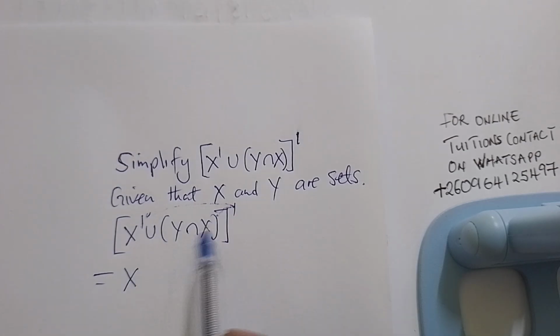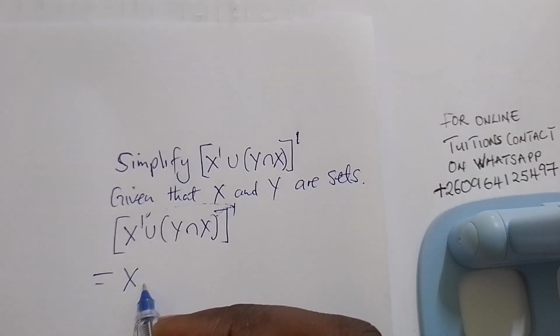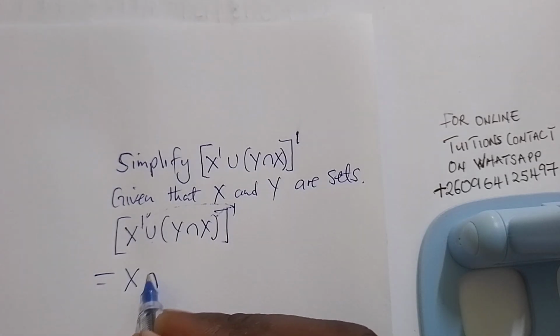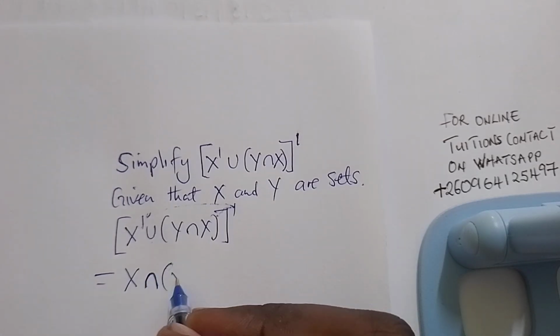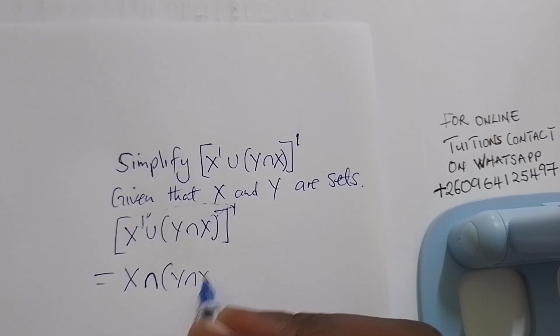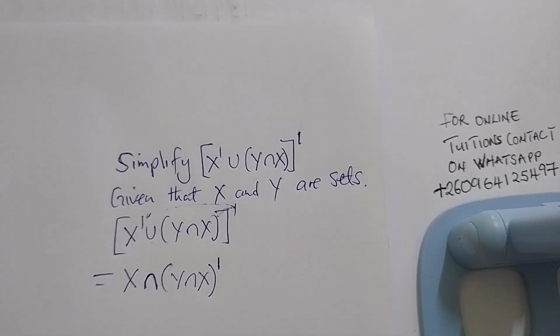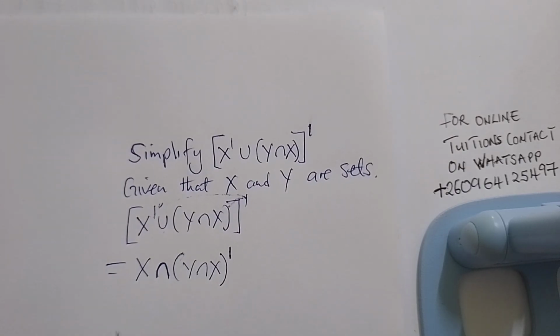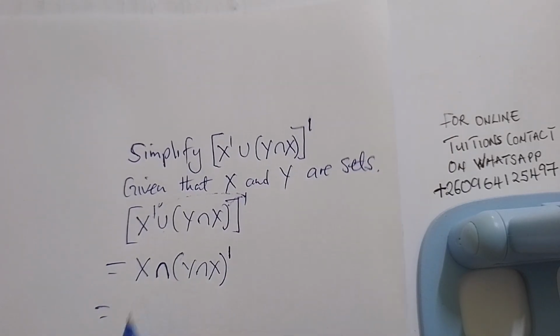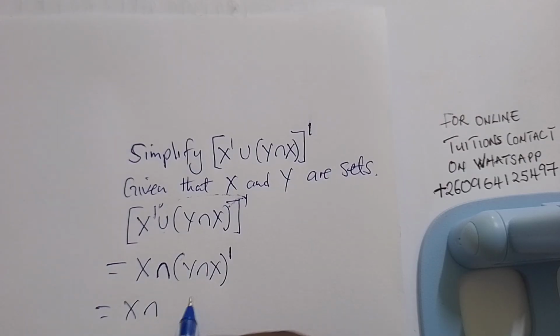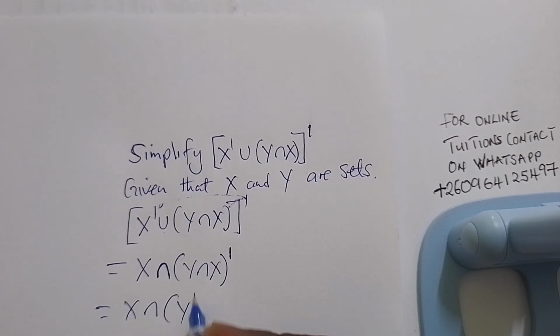Now, the moment you distribute the complement inside, the sign in the middle changes. So this is going to be, of course, the intersection. And this is y intersection x. Don't touch this one. And the complement is now on top there. Again, we're going to distribute this complement inside the brackets. So this is going to be x intersection, and that is y complement union x complement.